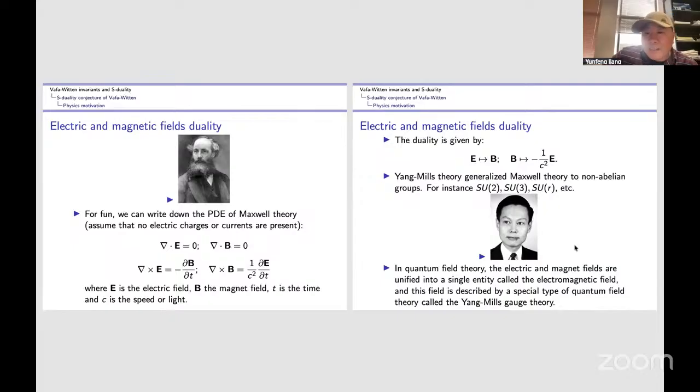Yang-Mills theory is a generalization of the one-dimensional gauge group to non-commutative gauge groups, SU2, SU3, and so on, SUr. At the moment, I will mainly work with the SUr gauge group, okay? Of course, in quantum field theory, the electric and magnetic fields are unified into a single entity called the electromagnetic field. This really is one of the Yang-Mills gauge theories.